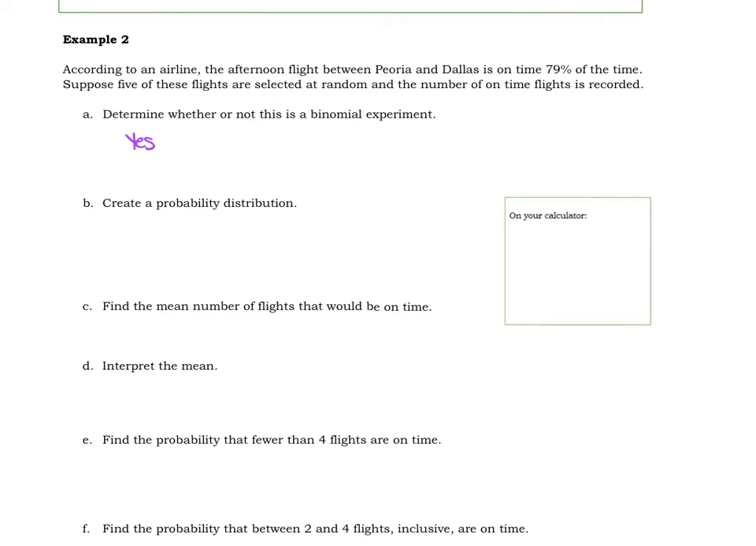Create a probability distribution. So what we're going to do in this case is make that table, okay, with X being your on-time flights. So out of 5 flights, we could have anywhere from 0 to 5 of the flights be on time. So those are our X values, how many flights are on time. And then P of X is the probability that they're on time.